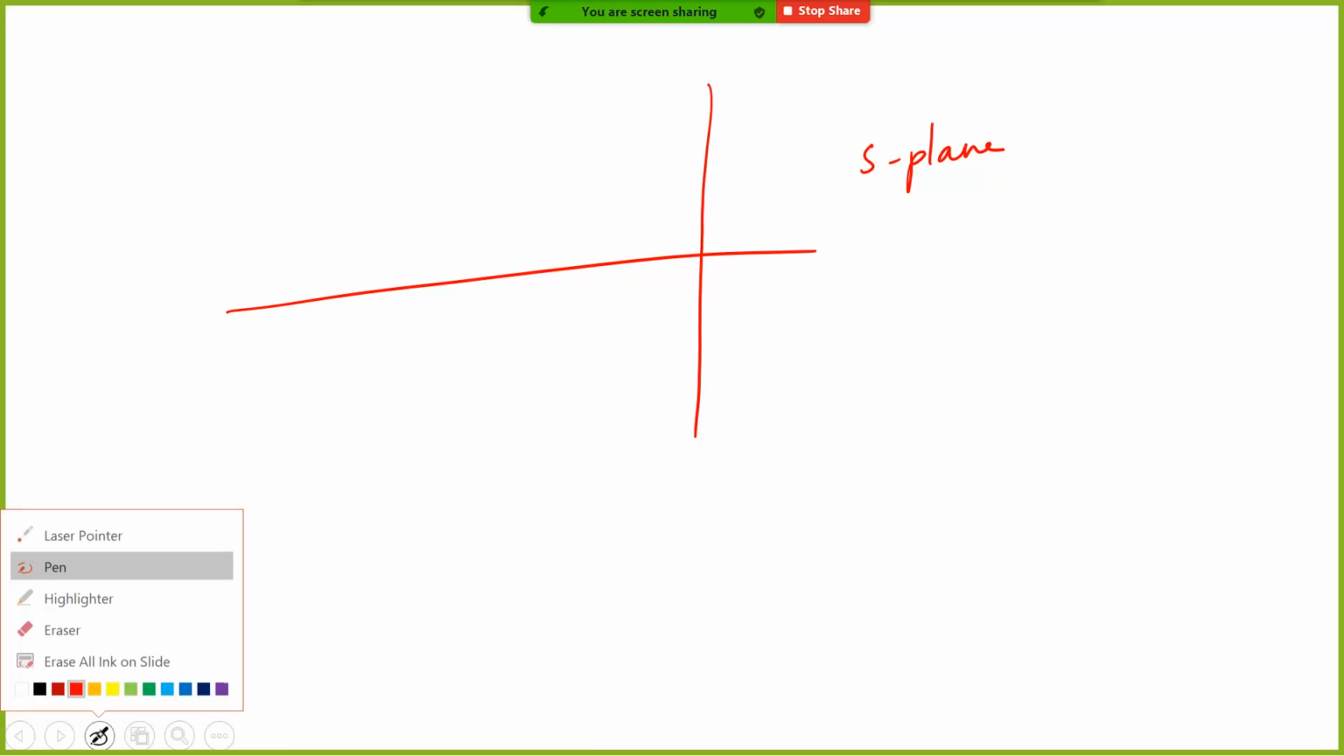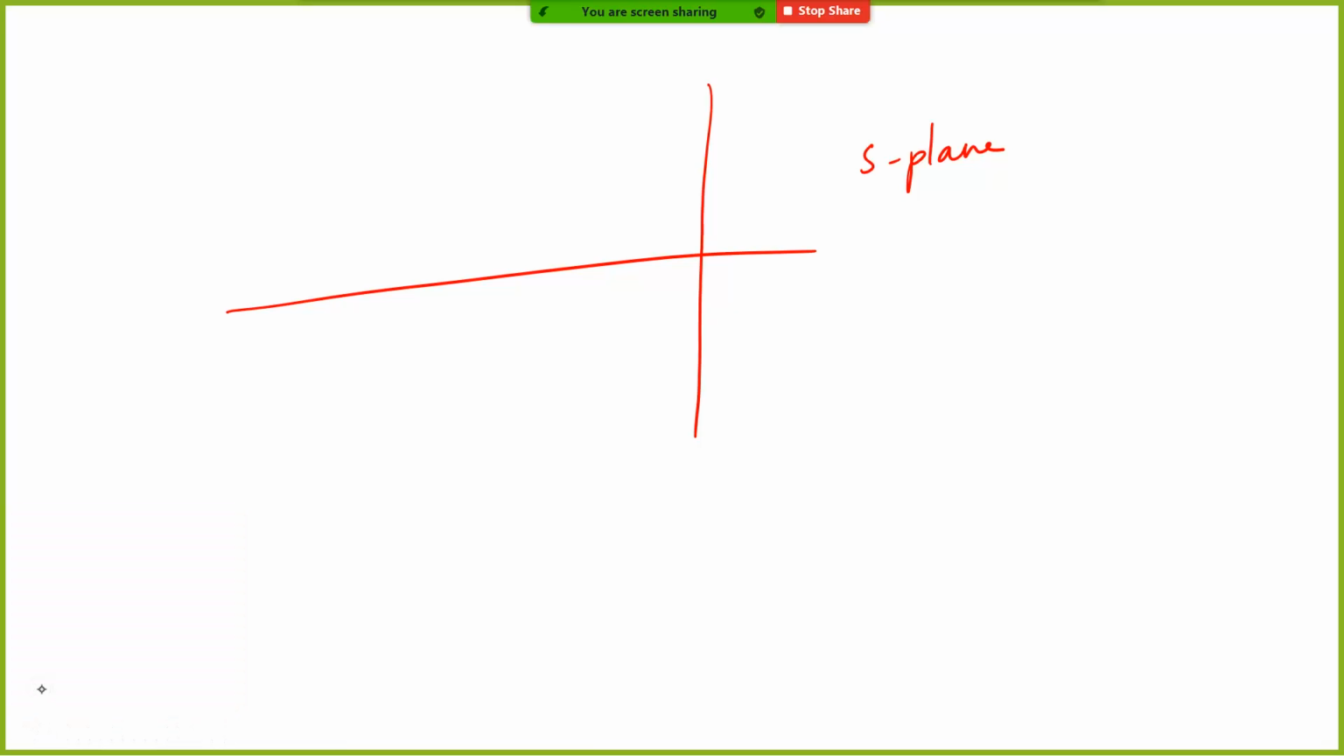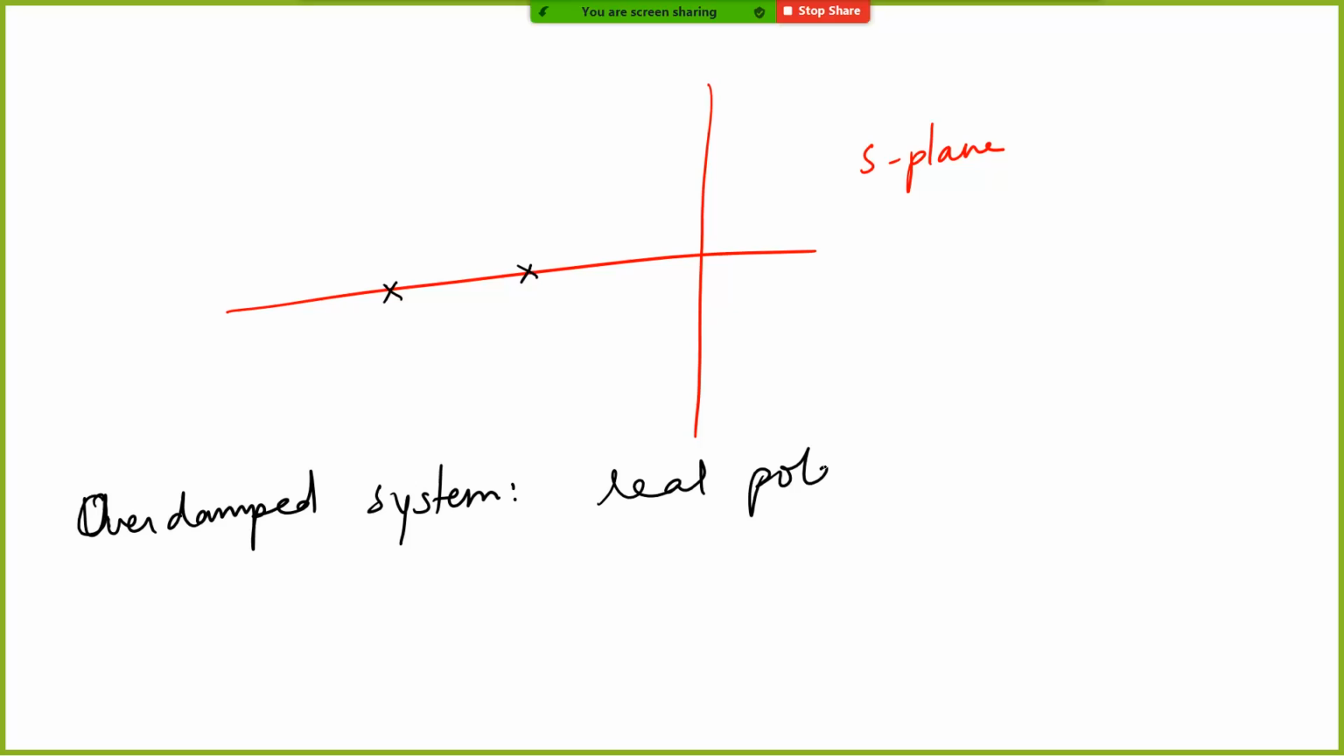So if you want to plot in the S plane, for an underdamped system, where will your poles lie? Left side. For an overdamped system, you'll basically have two real poles in the left hand side of the S plane, right?